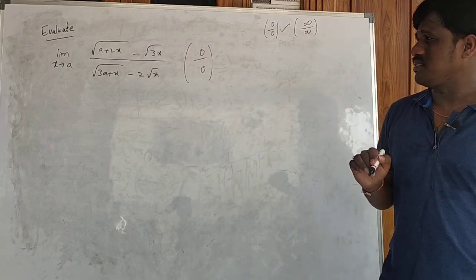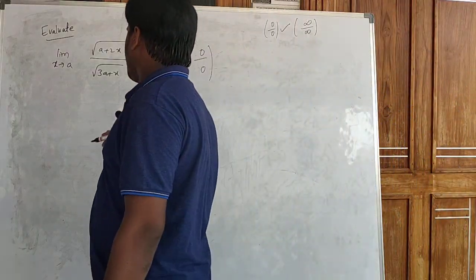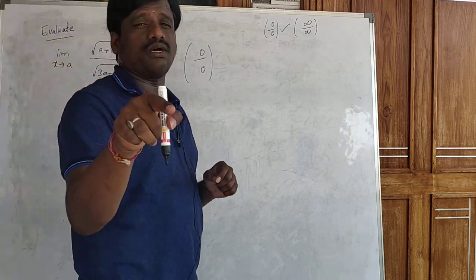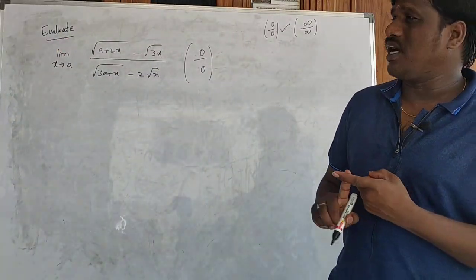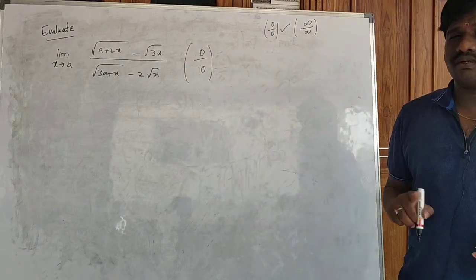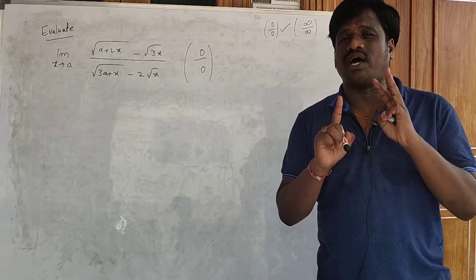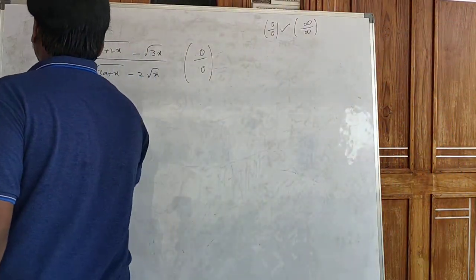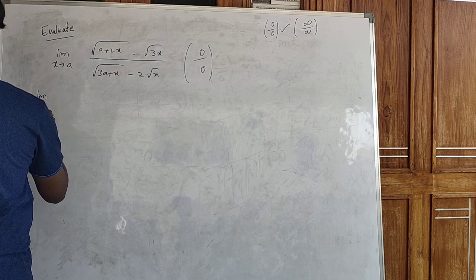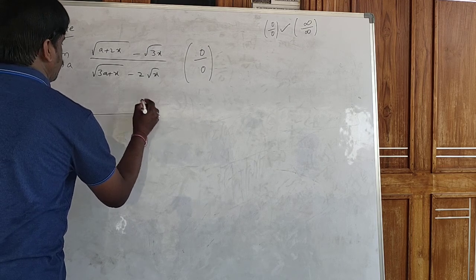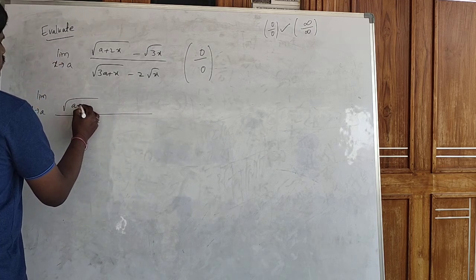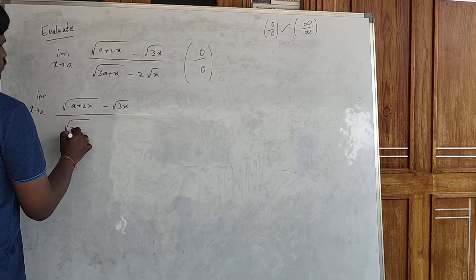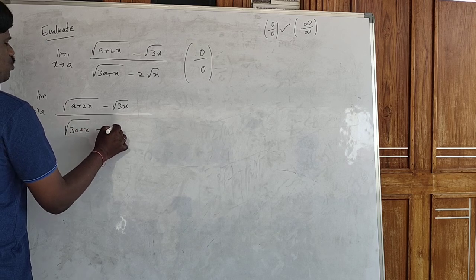Whenever you get 0 by 0 form, you have to rationalize here. But see that the numerator also has a square root and the denominator also has a square root. Whenever you have numerator and denominator in square root, you have to rationalize twice. So rationalize twice, that is the concept in this. So what we use here: limit x tending to a, square root of a plus 2x minus square root of 3x upon under root of 3a plus x minus 2 root x.